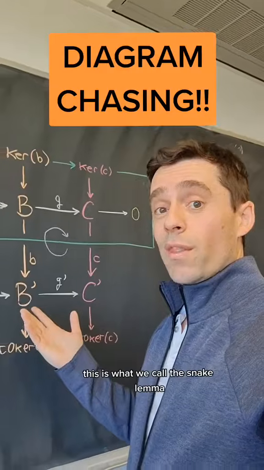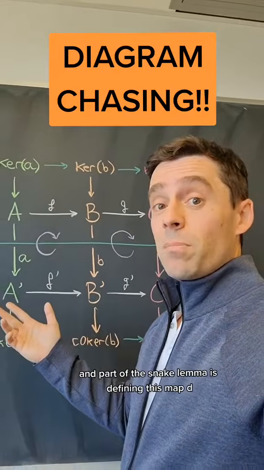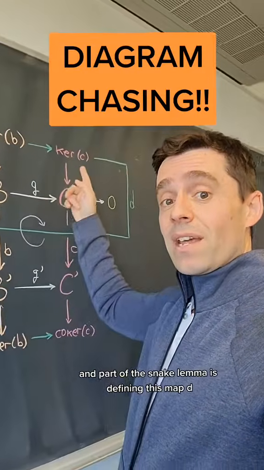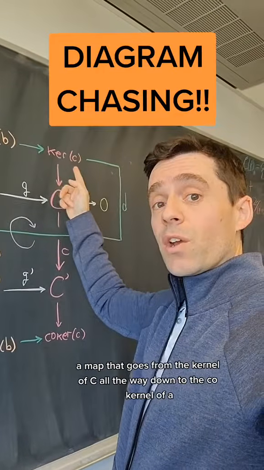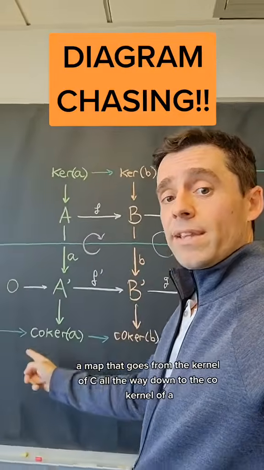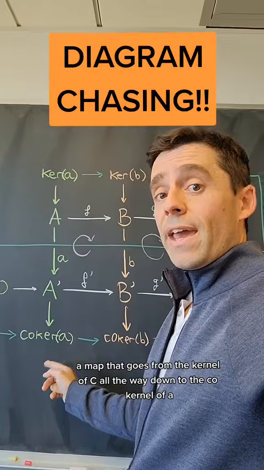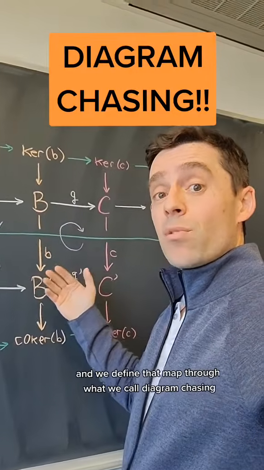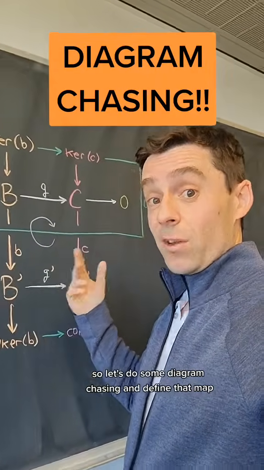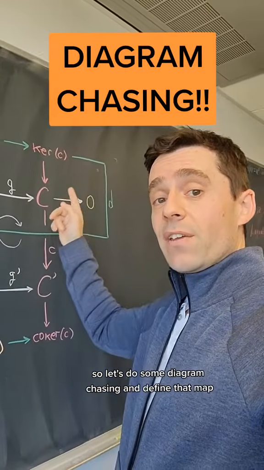This is what we call the snake lemma, and part of the snake lemma is defining this map D, a map that goes from the kernel of C all the way down to the co-kernel of A. And we define that map through what we call diagram chasing. So let's do some diagram chasing and define that map.